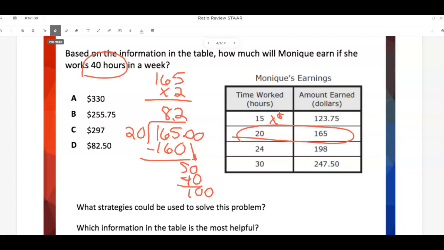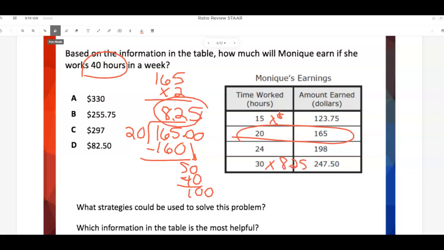And last but not least, Alyssa, how many 20s in 100? We've been working on this. 5.